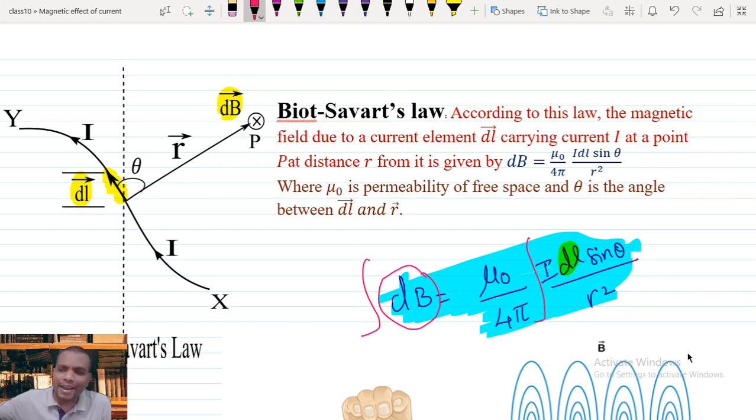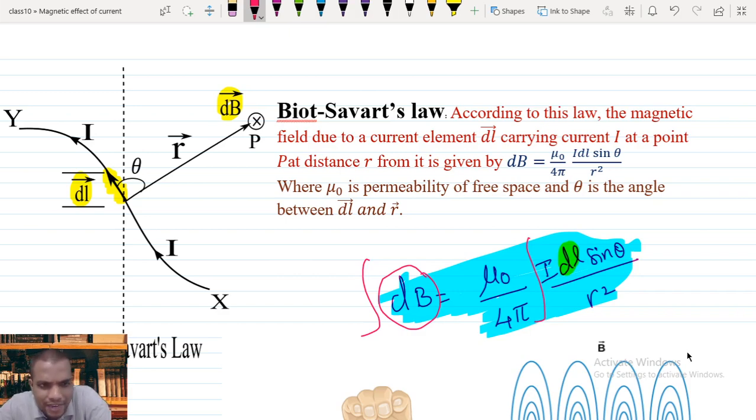So we are going to find an alternative law which simply explains the magnetic field due to a current carrying element, and with the help of that law it is easy to calculate the magnitude of the magnetic field. So in this class we are going to concentrate on an alternative law to find the magnitude of the magnetic field due to current carrying elements.